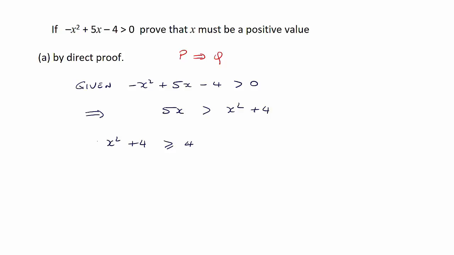Now, x squared plus 4 is greater than or equal to 4, and we have x squared plus 4 there. That means it follows that 5x is greater than 4. This is the same inequality, with greater than, because we have the greater than sign up here. So 5x is greater than 4. Dividing through by 5, we have x is greater than 4 on 5. 4 on 5 is positive, greater than 0. So we can say that, therefore, if minus x squared plus 5x minus 4 is greater than 0, then x is greater than 0, is positive.